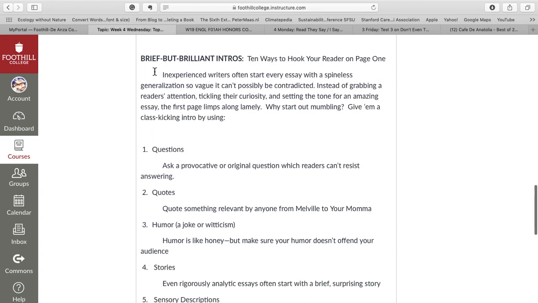Now, in terms of brief but brilliant intros, it's almost exactly the same little lecture. Inexperienced writers do often tend to start their essays with very spineless generalizations. I think there are two reasons for this. First of all, you don't know what you're writing about yet, so you introduce everything and nothing at the same time. It's almost like you had to introduce somebody at a big lecture series, and you don't know who you're introducing. You have this kind of, well, somebody's going to get up here to talk to you about something, but I'm not quite sure who it is, and I don't even know if they're male or female. That doesn't really work. So you need to figure out what your thesis is before you ever sit down to write your intro. What are you introducing?